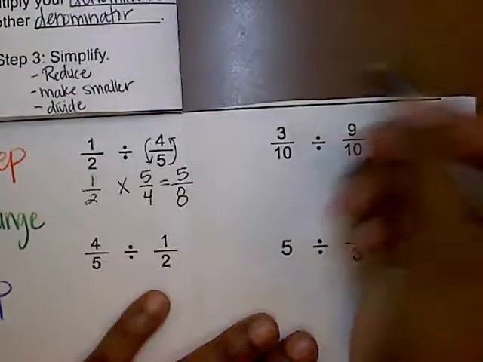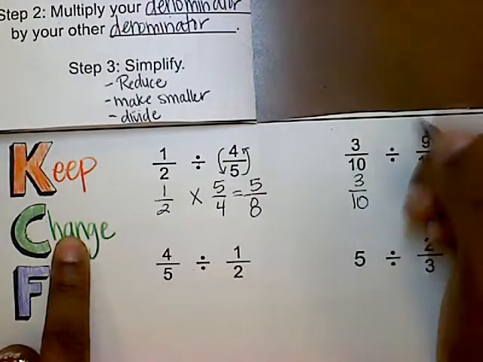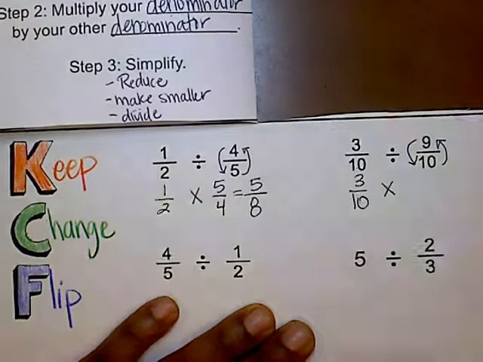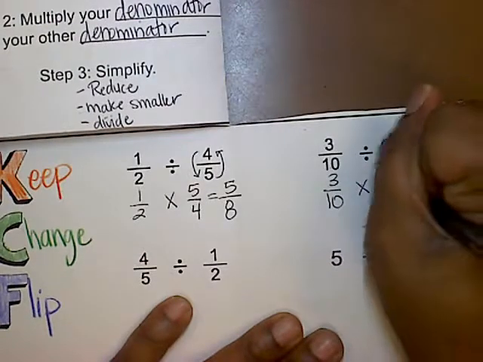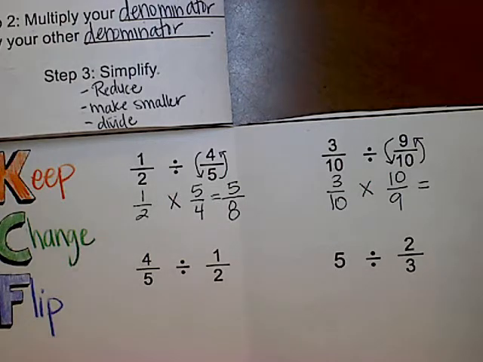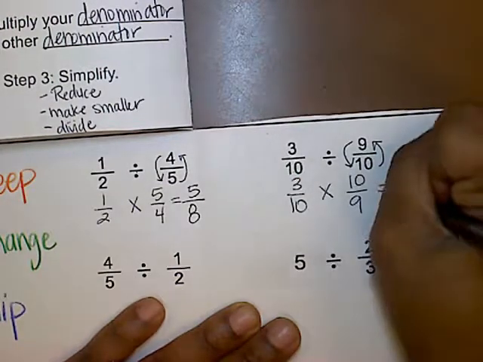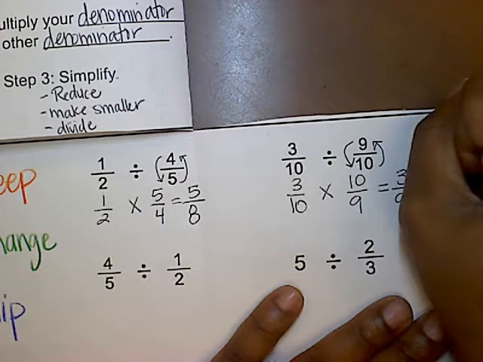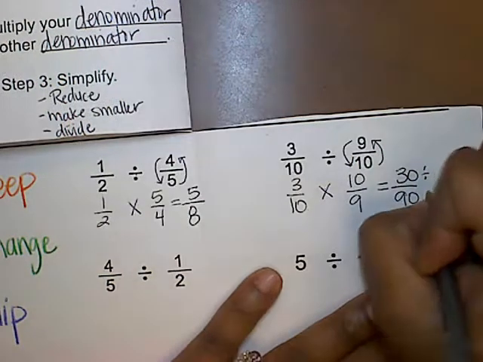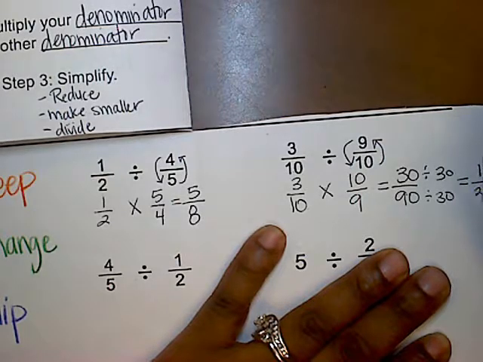Let's try the next problem. 3/10. We're going to keep it the same. Change our division to multiplication. And then we're going to flip the second fraction upside down. And I can cross simplify here, or I don't have to. So if I didn't cross simplify, it'd just be 3 times 10, which is 30, and 10 times 9, which is 90. And we know the number 10 can go into both of these. Actually, the number 30 can go into these. It's bigger. So it's going to be 1/3 is our answer.